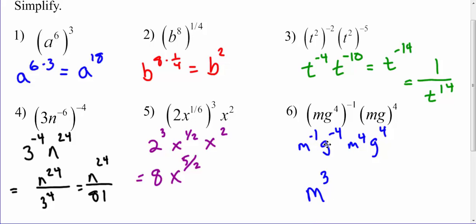Here's the part that's interesting. G to the -4 times G to the 4, that's the same as G to the 0, -4 plus 4. We all know that G to the 0 is just simply 1, so we would just write that as M cubed, M to the third, because we would not like to leave something like G to the 0 in our problem.